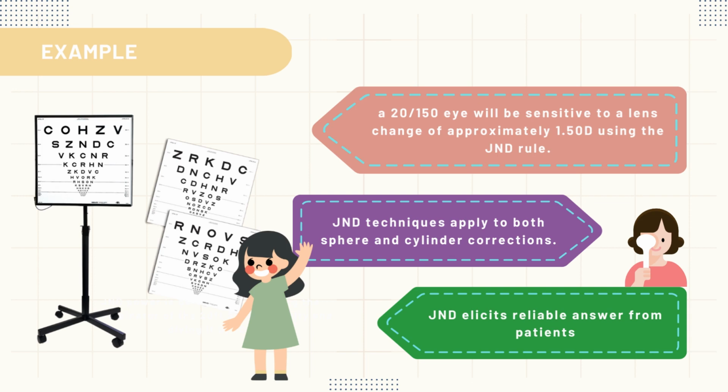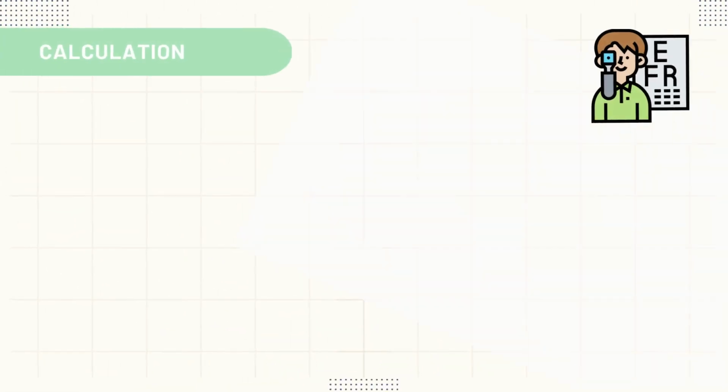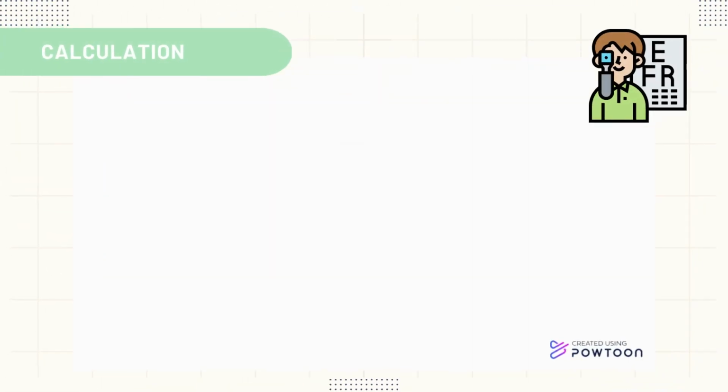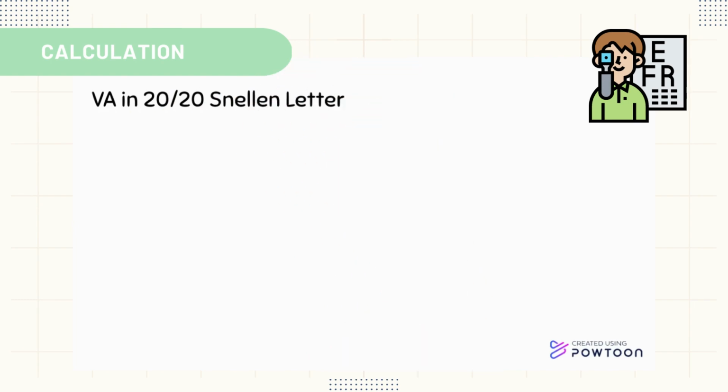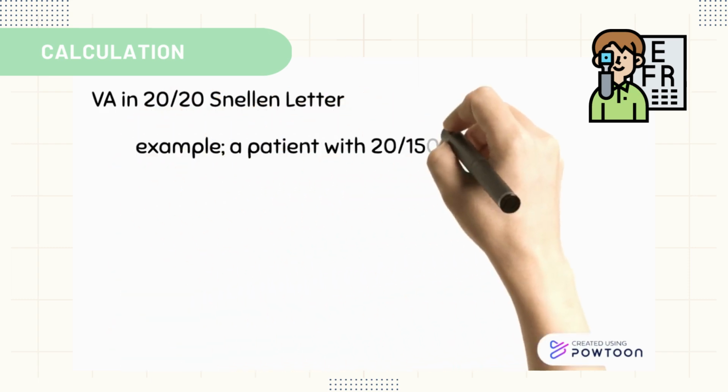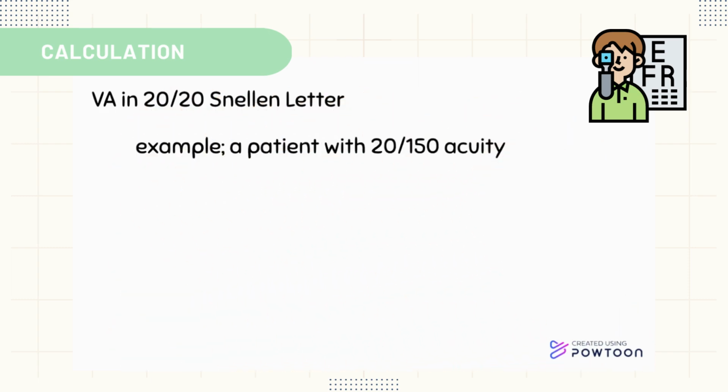So, how do we actually calculate the JND rule? Let me teach you. Firstly, to calculate JND, we must use the visual acuity in 20-foot Snellen letter acuity. For example, the situation is a patient with 20/150 acuity. What is the JND? Simple.